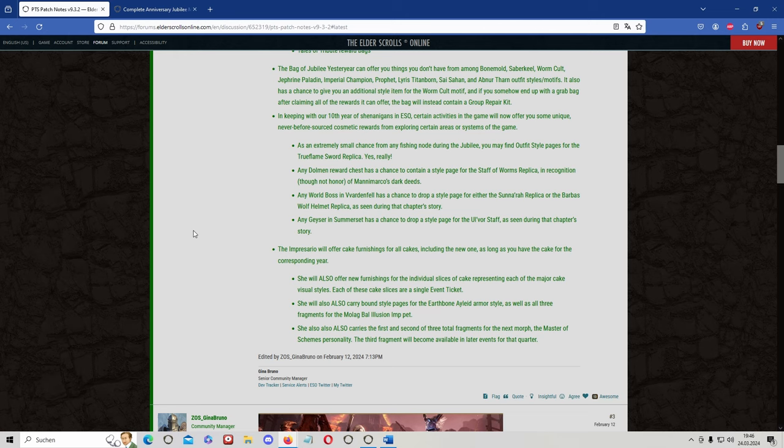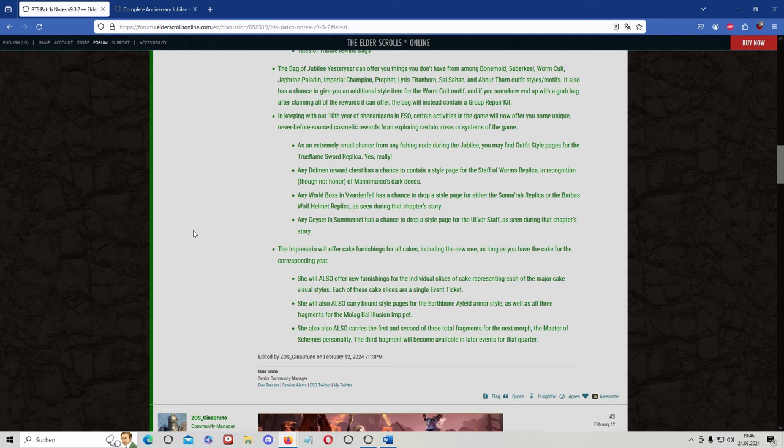PTS testing showed that not only the new style page, but also the steed fragments and the 5 new special style pages were all bound, so not tradable. This would be really rough for players, as the 5 special style pages seem to be extremely rare and tough to find. So you would need to spend a lot of time farming instead of simply buying the style if you have the gold.